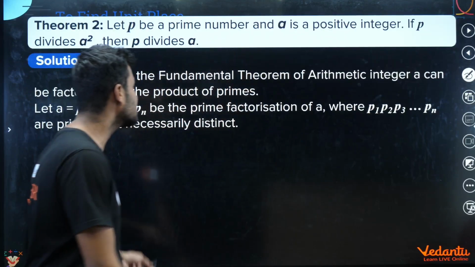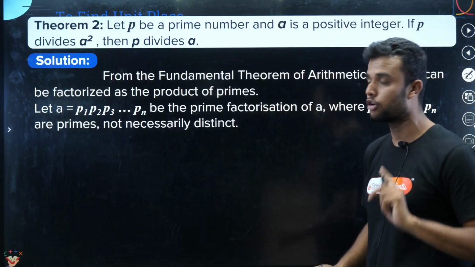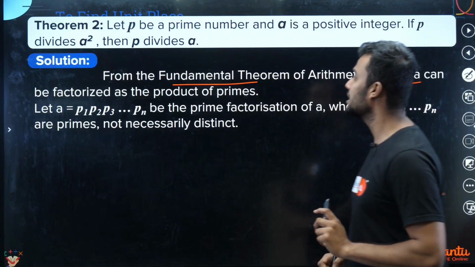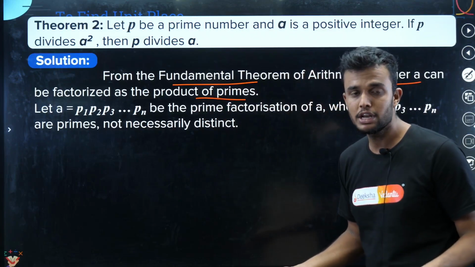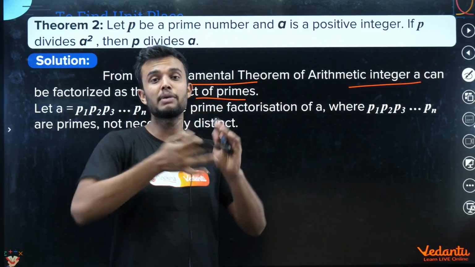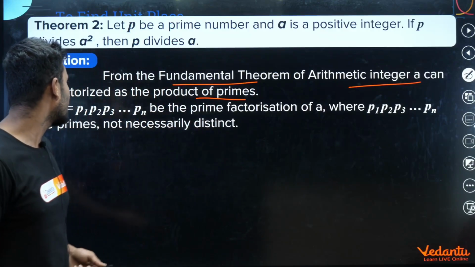For this, we already know, right? Very important, please learn this theorem. It's very important for your board exam. From the fundamental theorem, how do we write it? Every integer can be factorized as a product of primes. We know from the fundamental theorem of arithmetic that we can write an integer as a product of primes.